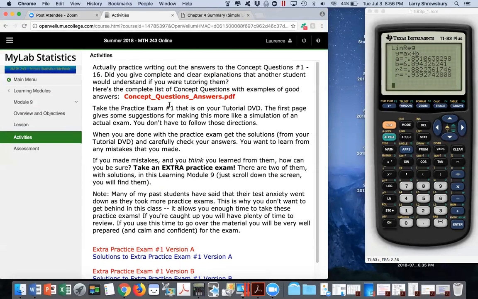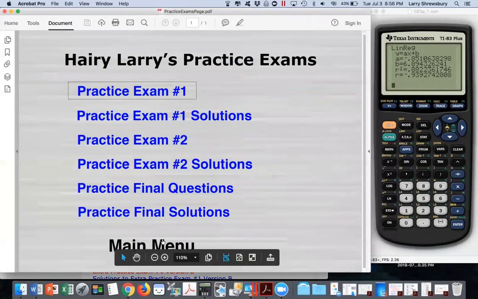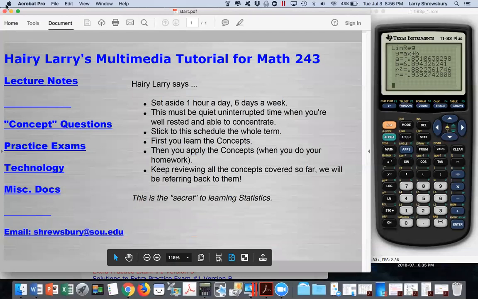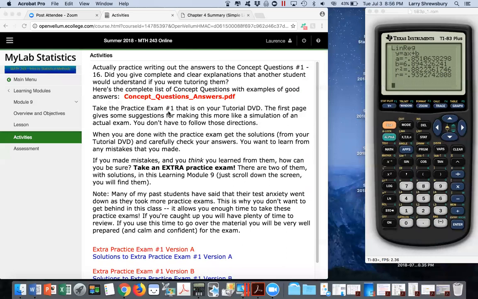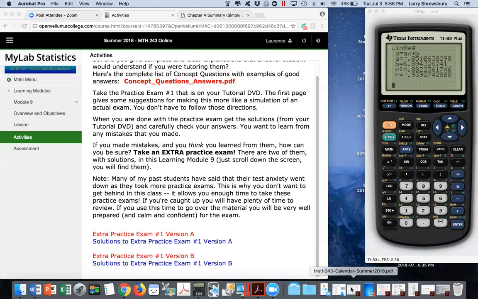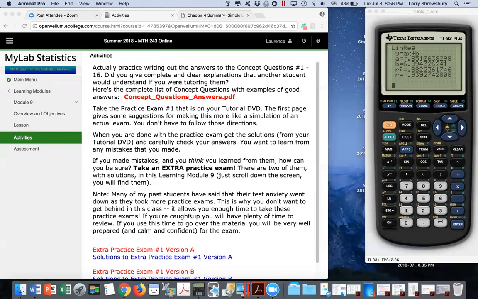Oh, by the way, here's that complete list of concept questions. This is the same thing you can get from the tutorial DVD on the main menu when you click here. Okay, so this is the easy way to get it from your tutorial DVD, but in MyStatLab, you can get it in Learning Module 9. Okay. All right, so, of course, the idea is that it'd be ideal if you got all of chapter 4 done this week, and that just gives you more time to keep reviewing for the exam. Okay. As you can see all these things you could be doing to make sure you really got it down.